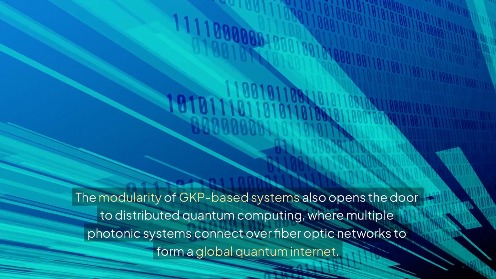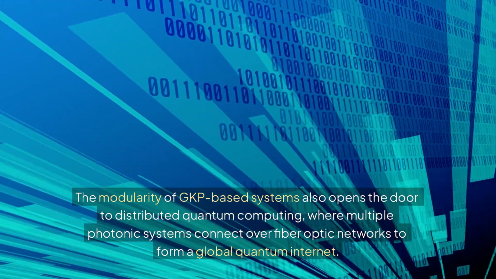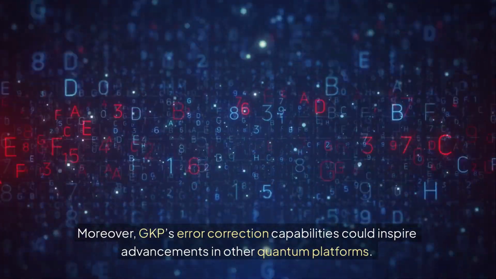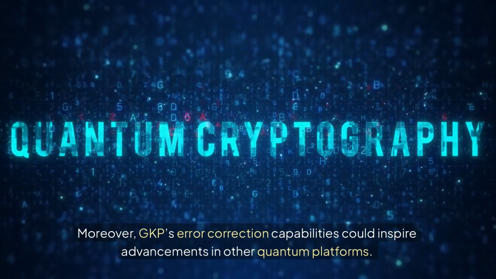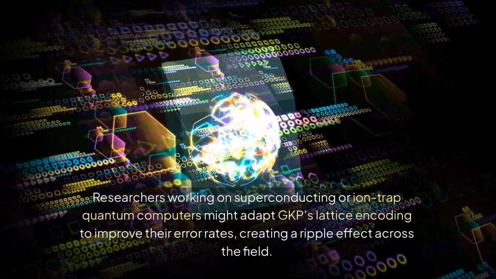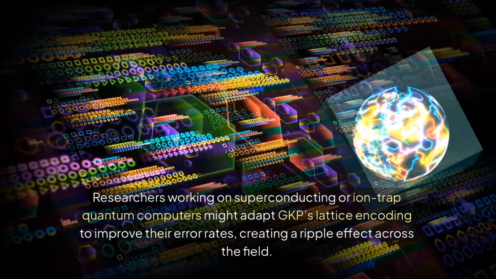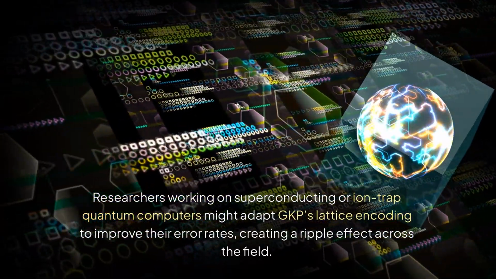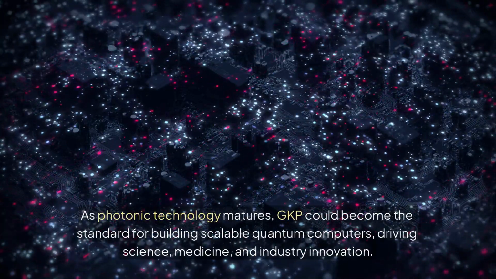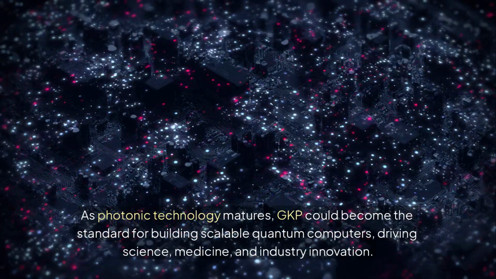The modularity of GKP-based systems also opens the door to distributed quantum computing, where multiple photonic systems connect over fiber optic networks to form a global quantum internet. Moreover, GKP's error correction capabilities could inspire advancements in other quantum platforms. Researchers working on superconducting or ion-trap quantum computers might adapt GKP's lattice encoding to improve their error rates, creating a ripple effect across the field. As photonic technology matures, GKP could become the standard for building scalable quantum computers, driving science, medicine, and industry innovation.